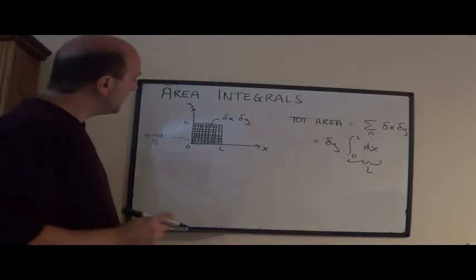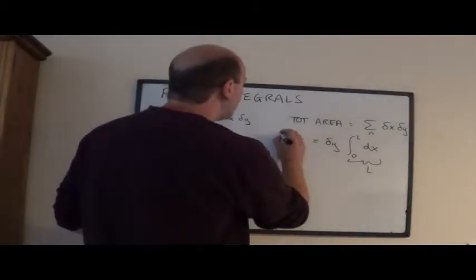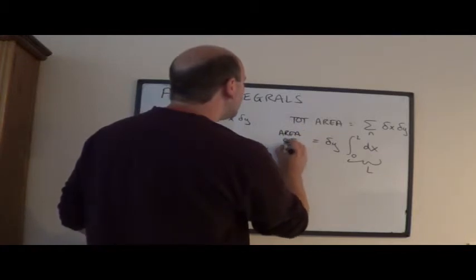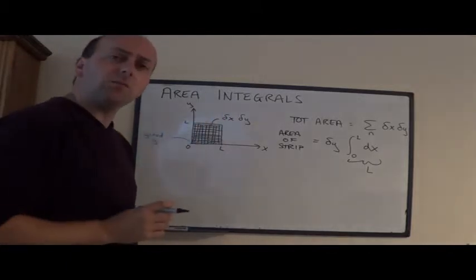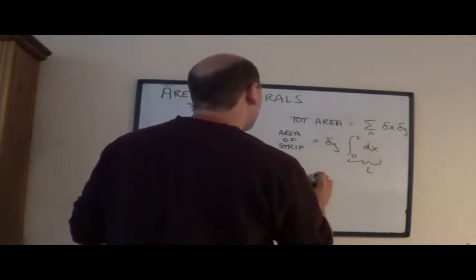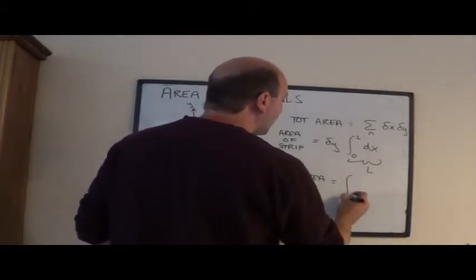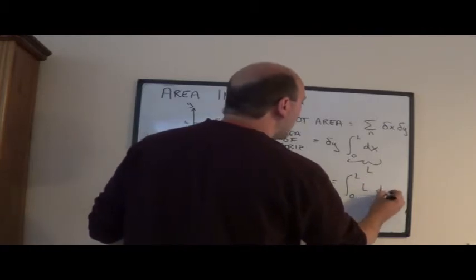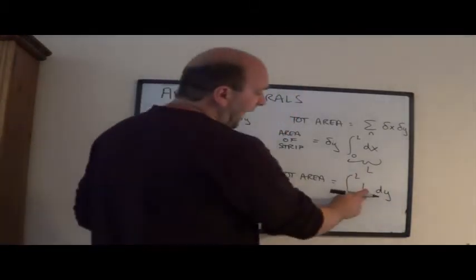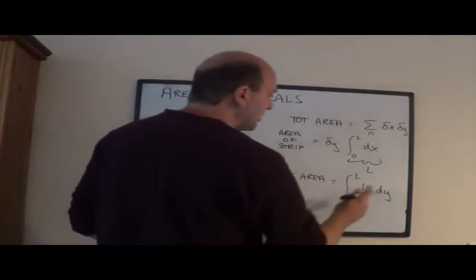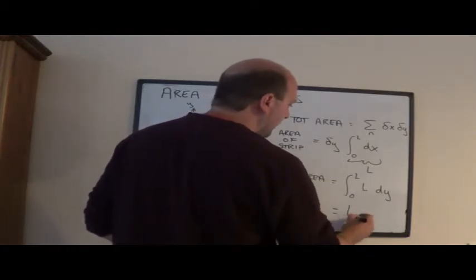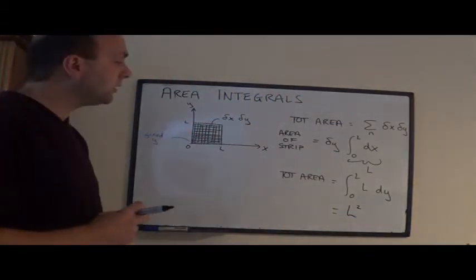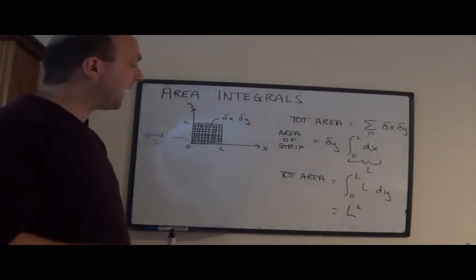Now this of course was the area of the strip. What I'm now going to do is I'm going to add up all of those strips as I move in the y direction. So now I'm going to do an integral from 0 to L in y. Here L is just a number, so it doesn't participate in the integration, and again the integral dy is y, between 0 and L gives me L, and so I get L squared as the answer, which of course we know is the correct area of the square.